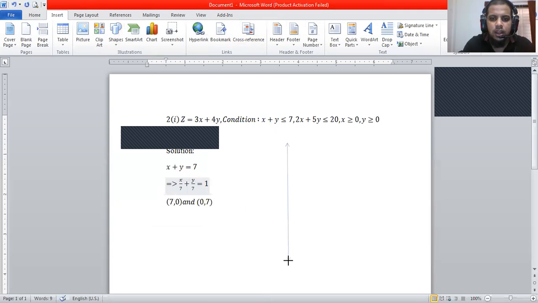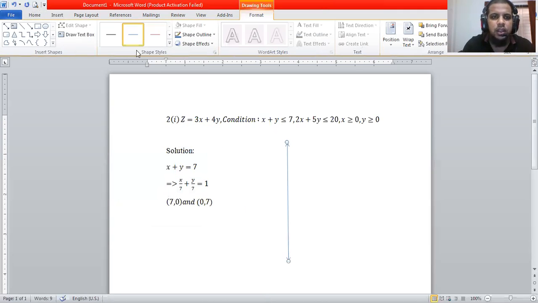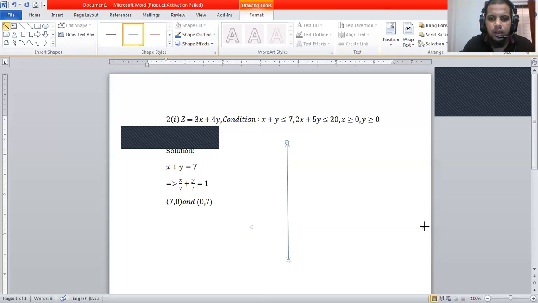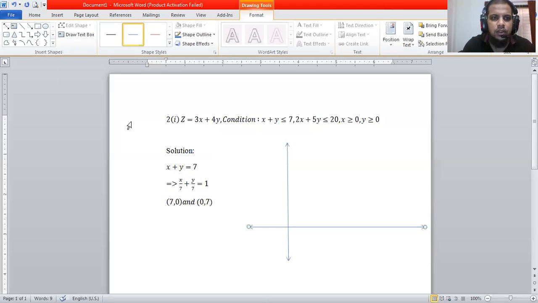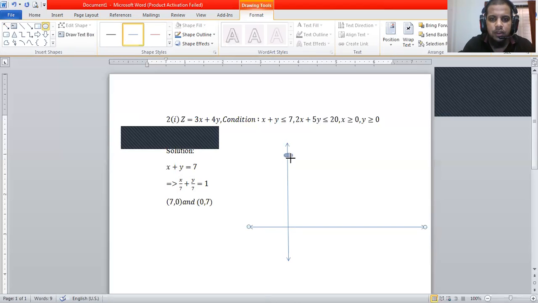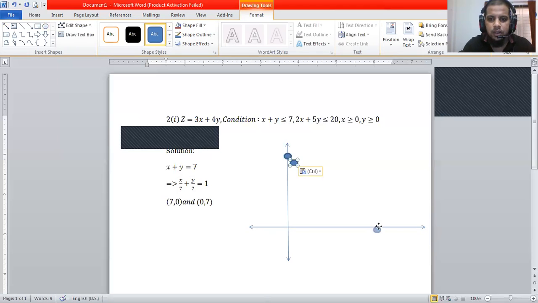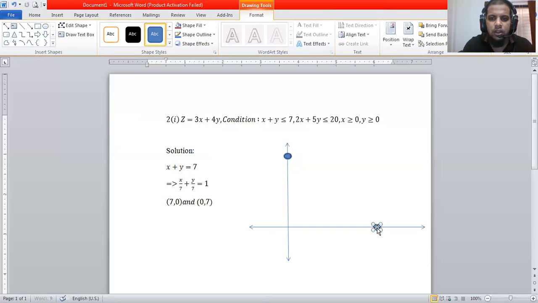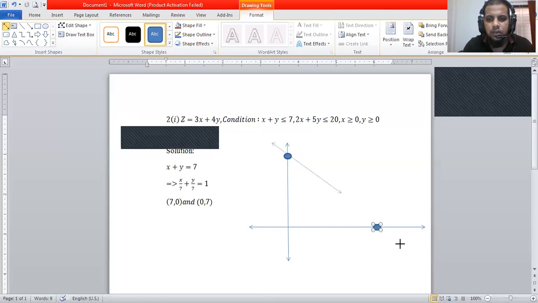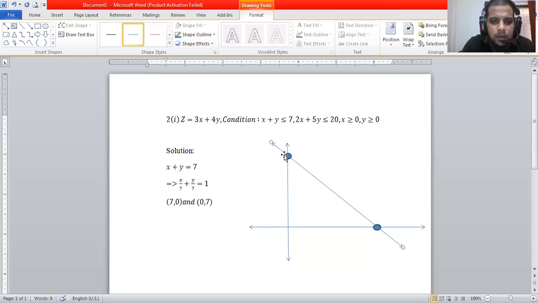I am showing you without any graph, just for understanding. Later we will draw this on the graph. So it is (7, 0) and (0, 7). At first, you have to find the points, and our line passes through these two points.